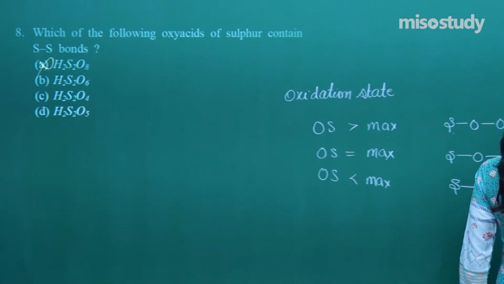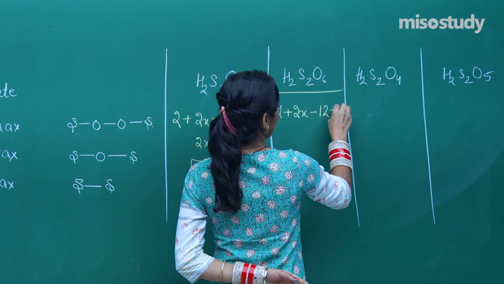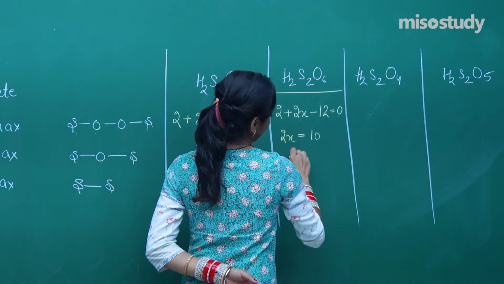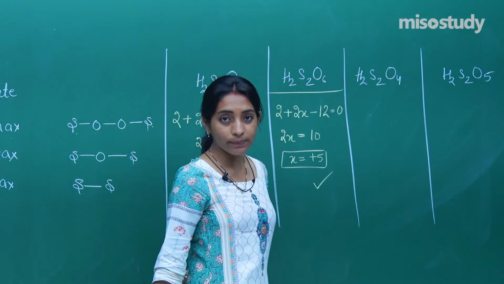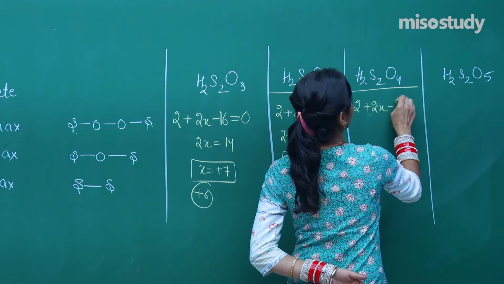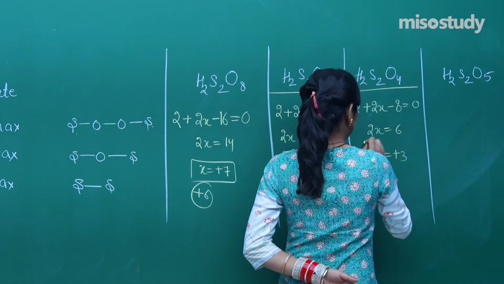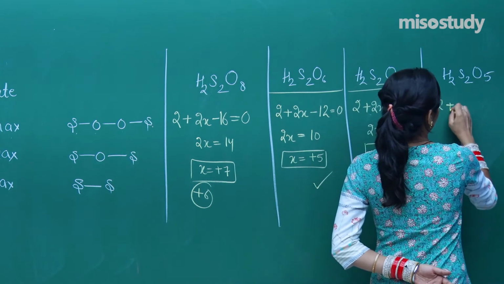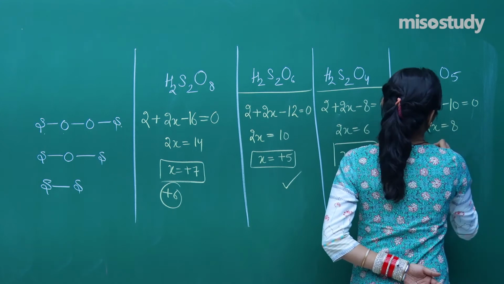So here on the screen you can see 2 plus 2x minus 6 into 2, that is 12, so we get 2x is equal to 10, x is equal to plus 5. Yes, so this will be one of the answers. Moving on further, 2 plus 2x minus 8 is 0, so 2x is equal to 6, x is equal to plus 3. Yes, the oxidation state is less than 6. Now we have 2 plus 2x minus 10 is equal to 0, 2x is equal to 8, x is equal to plus 4.